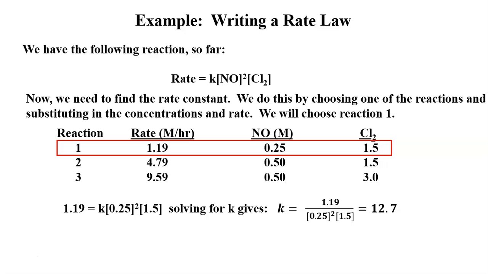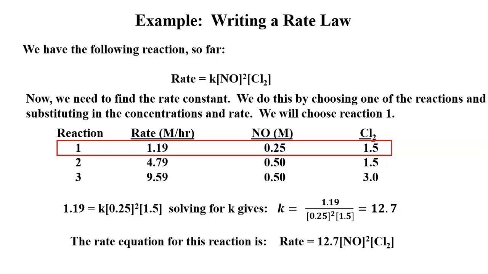So if you see right down there on the lower left, there it is, 1.19 equals K times 0.25, that's the concentration of NO, squared, times 1.5, that's the concentration of Cl2 to the first power. And now you solve that equation for K. You just divide both sides by 0.25 squared times 1.5. And you end up with K equals, you see the equation there, and that equals 12.7.